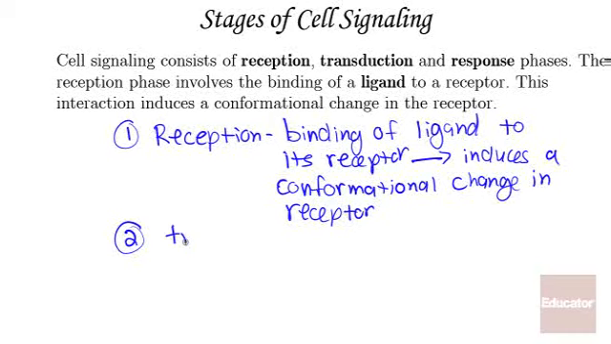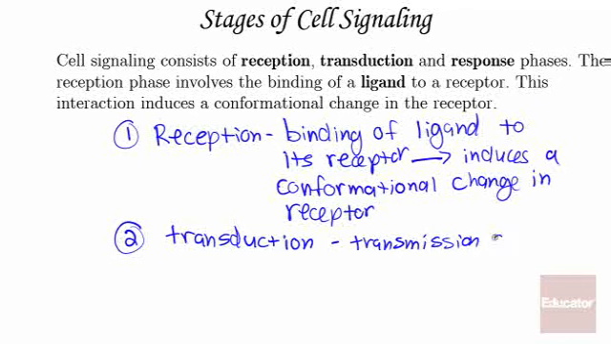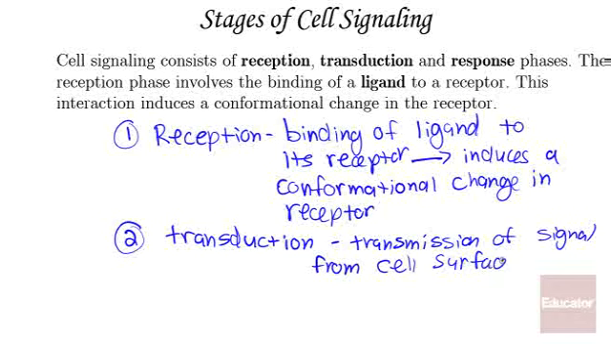The second phase is transduction. When we talk about transduction, what we're saying is that the signal is being transduced or transmitted from the cell surface to the inside of the cell. So transmission of the signal from the cell surface. So norepinephrine or another substance binds to a receptor, and then that causes a change in the conformation of the receptor, which in turn can activate another protein, which can activate another protein, and that message is passed along into the cell until the final stage. So transduction is just the passing along of this signal. The signal is received at the cell surface, passed along to deep within the cell. So transmission of the signal from the cell surface to the interior of the cell.